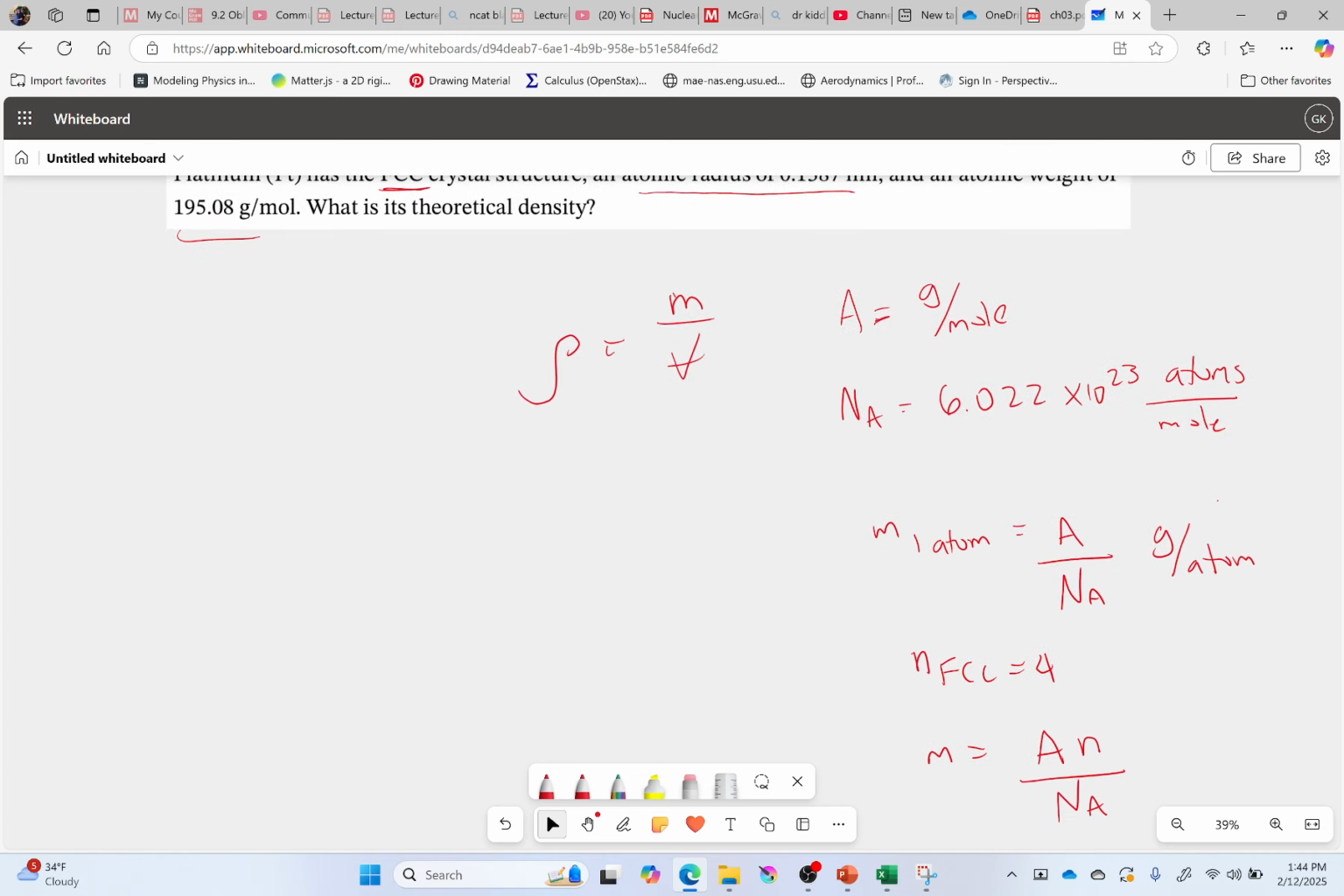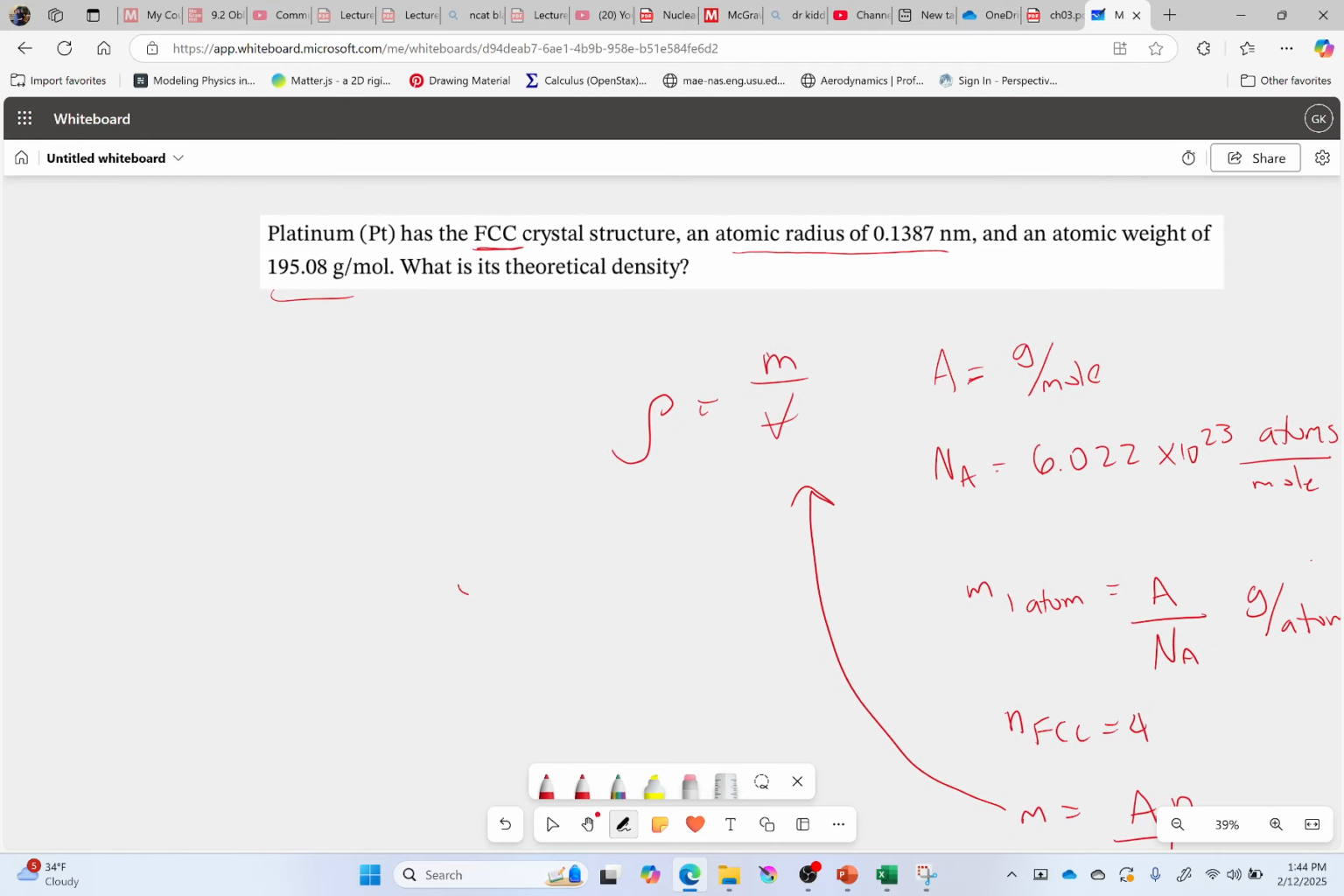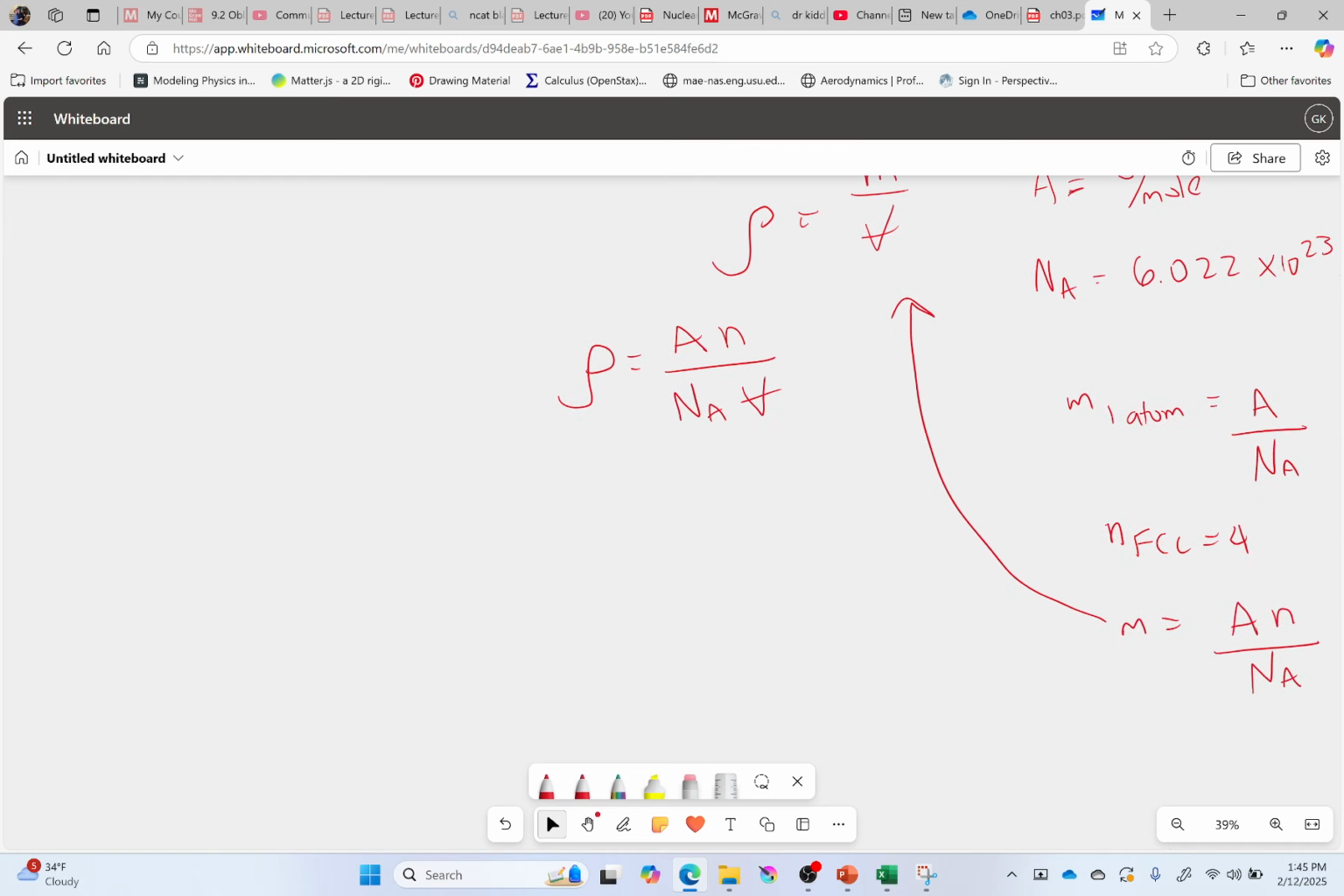Now, let's plug this in. My density is equal to my atomic weight, which I know, times the number of atoms, which I know, over Avogadro's number, which I know, times the volume, which I don't know. So I now need to get the volume. If I can get the volume, I can find out this theoretical density. So here's the second part of this problem. Let's look at an FCC cell and see if we can figure it out.